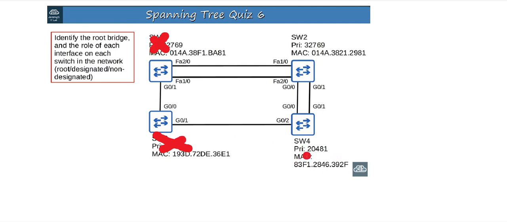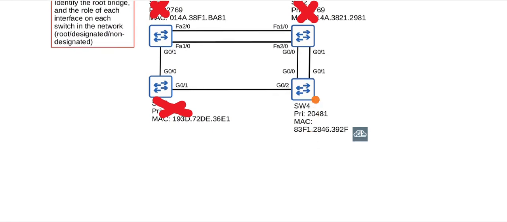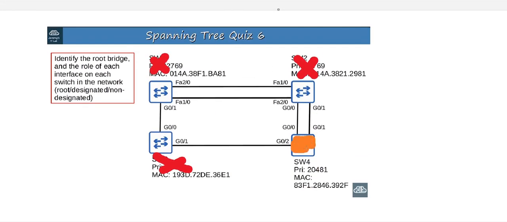You first compare the priority. If priority ties, you compare the MAC address. Now compare the priority of the bridge ID of switch 2 and switch 4. Switch 2 loses, switch 4 has a lower priority ID, so switch 4 wins the title of the root bridge.